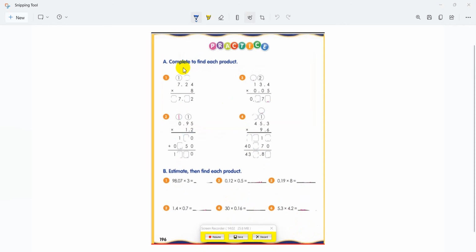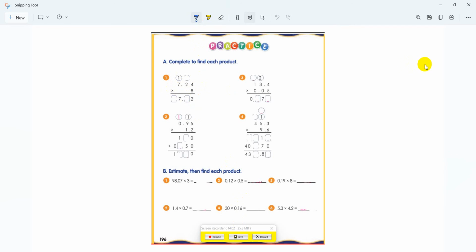Now we turn to page 196 and complete solving exercises on the lesson multiplying decimal numbers. The first question, complete to find each product. Here, number one, we need to solve 7.24 multiplied by 8. 8 multiplied by 4 at first, it's 32.